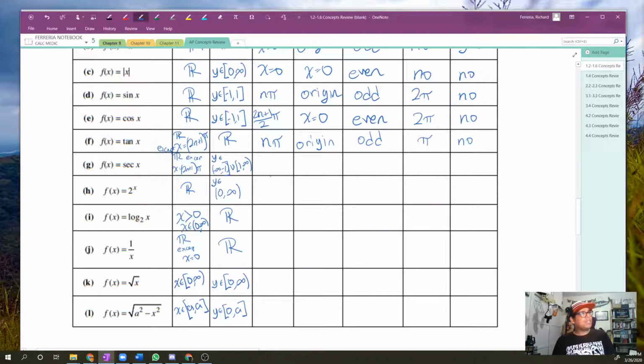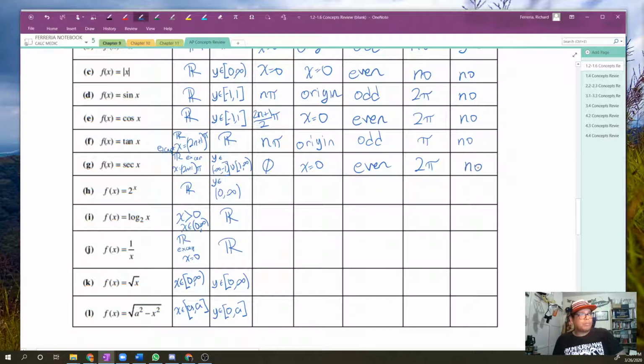Secant, this is just like the reciprocal of cosine. It is a reciprocal of cosine. What am I saying? So the reciprocal of cosine is never equal to 0. Does this have symmetry? And yeah, it has y-axis symmetry. So it's symmetric around x equals 0, which makes it an even function. How often does this repeat? Just like cosine, the secant function will repeat every 2 pi. Does this pass the horizontal line test?